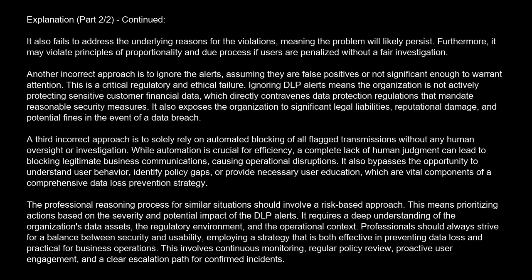The professional reasoning process for similar situations should involve a risk-based approach. This means prioritizing actions based on the severity and potential impact of the DLP alerts. It requires a deep understanding of the organization's data assets, the regulatory environment, and the operational context. Professionals should always strive for a balance between security and usability, employing a strategy that is both effective in preventing data loss and practical for business operations. This involves continuous monitoring, regular policy review, proactive user engagement, and a clear escalation path for confirmed incidents.